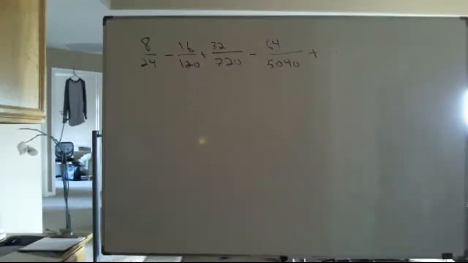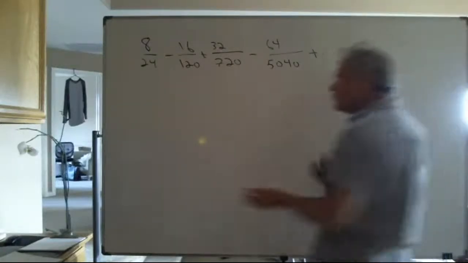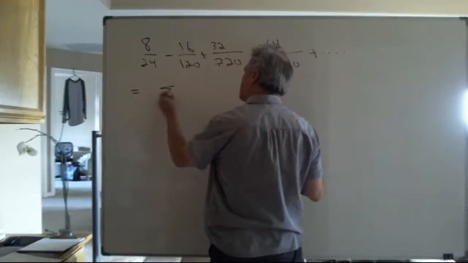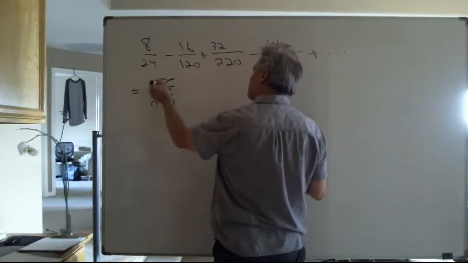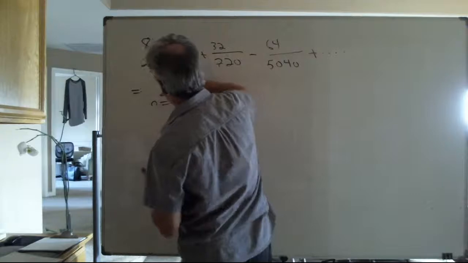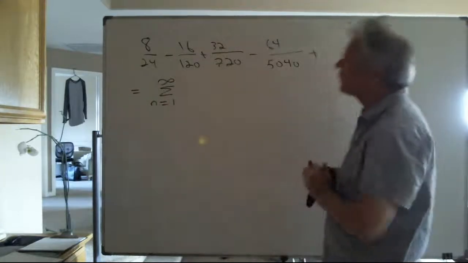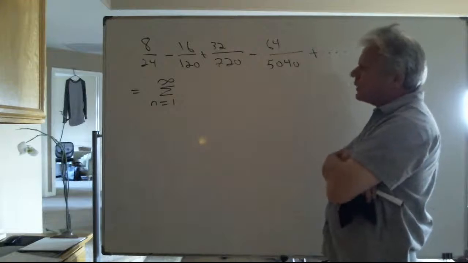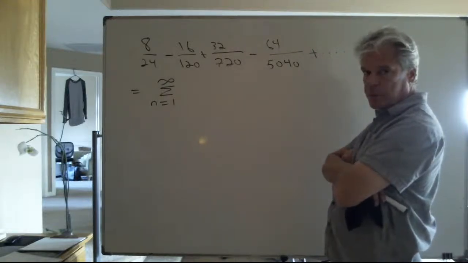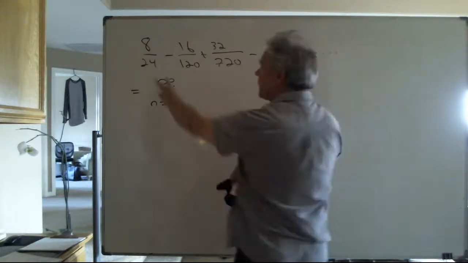So to ascertain whether or not this is a series that converges, I certainly need to find out what the nth term looks like. But wouldn't you agree these numbers are kind of looking familiar? So I think that 24 can be interpreted as 2 times 3 times 4. So it's 4 factorial.